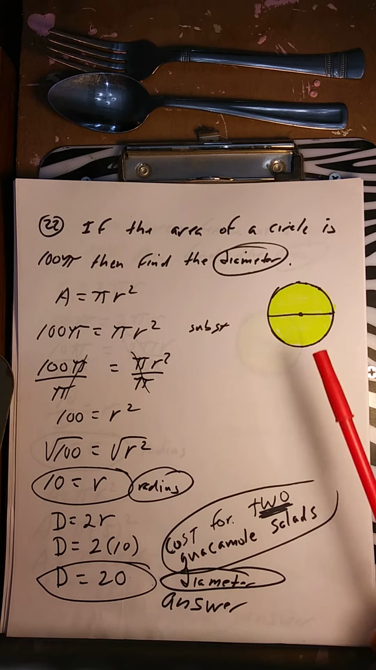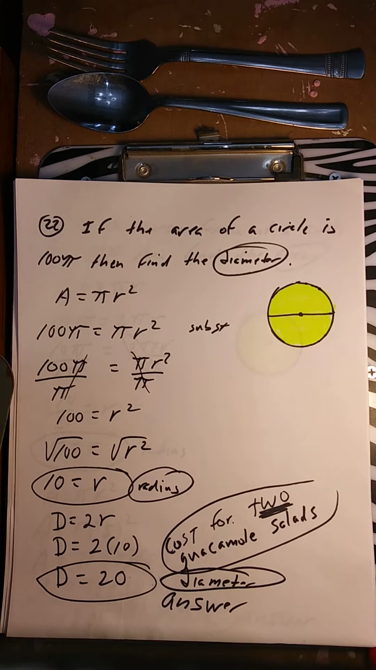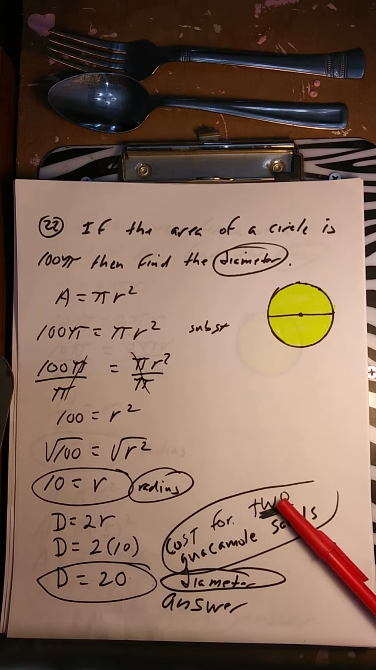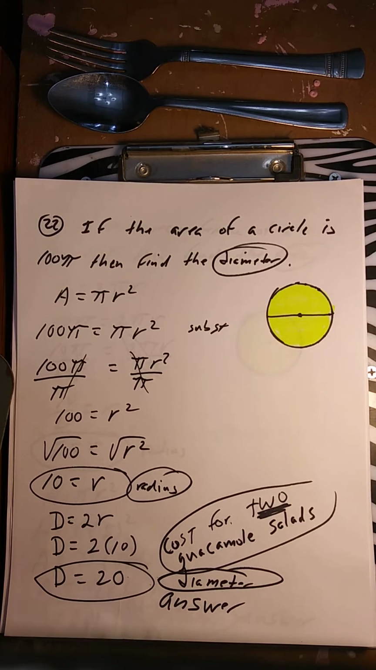Take the square root. So 10 equals r. That's just the radius right here. But we don't want what? Diameter. Diameter is 2 radius. So 2 times 10 is 20. So the diameter is really going to be what? 20. Cost for 2 guacamole salads, $20.